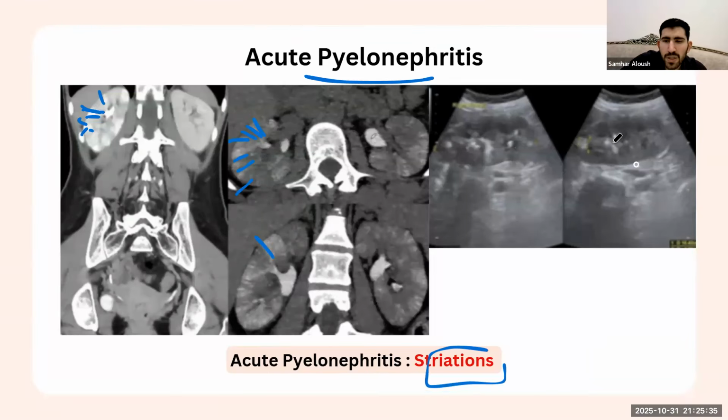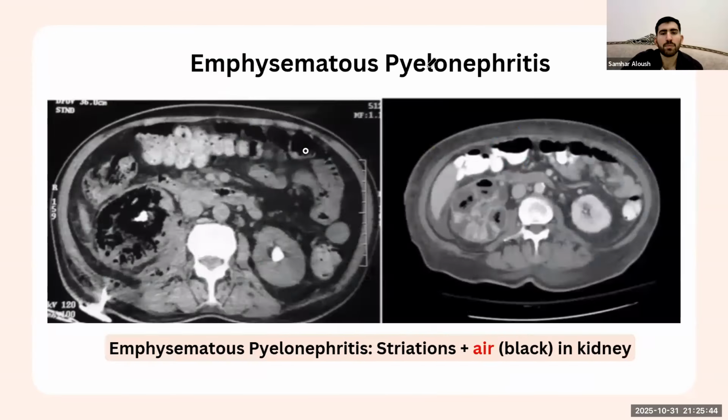Here it also appears as striations. It's not very clear, honestly, but I wanted to include the ultrasound. So here white, here black, here white, here black. Okay. Pyelonephritis, which is inflammation of the kidney, might be acute, which is this striation, and it might be emphysematous, which is like emphysema.